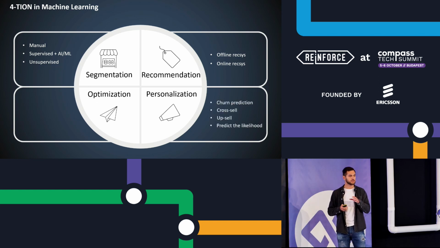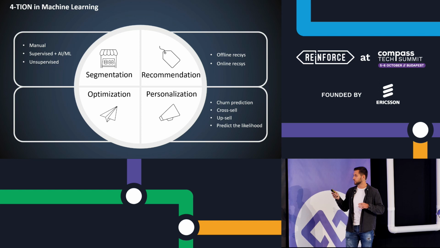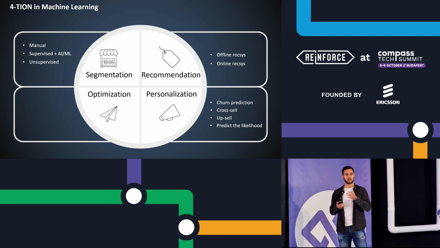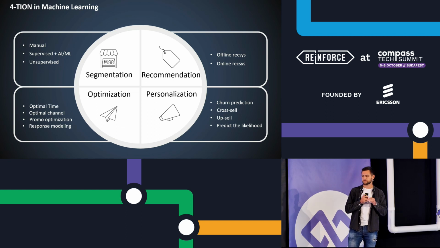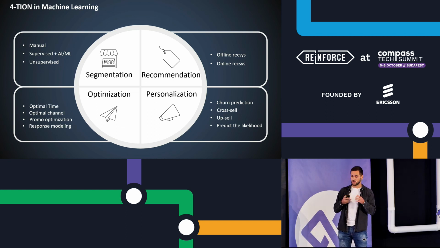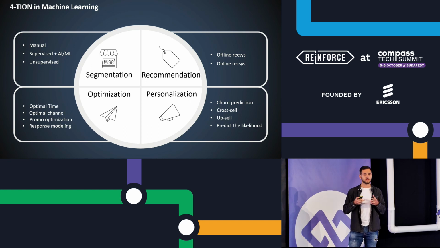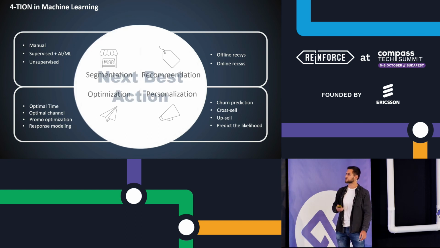Personalization, this is the art of predictive analytics, when we can think of the likelihood of the person doing some action, and where we know not only what the customer has done in the past, but what they are likely to do in the future. And optimization, this is about how we optimize our time, how we optimize our channel, how we make these communications convenient for the customer.